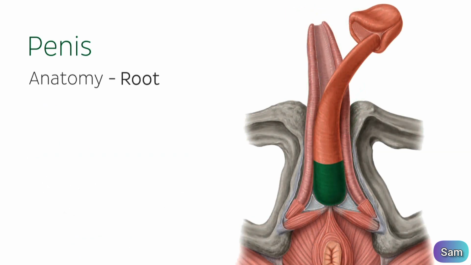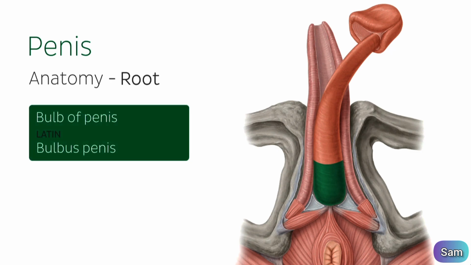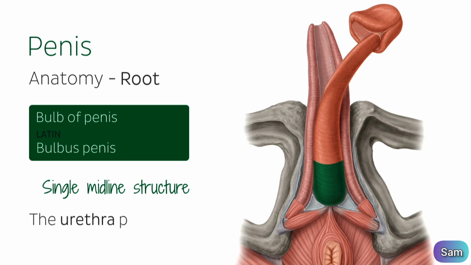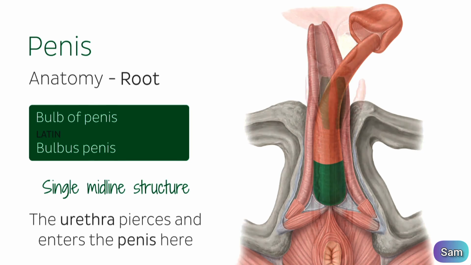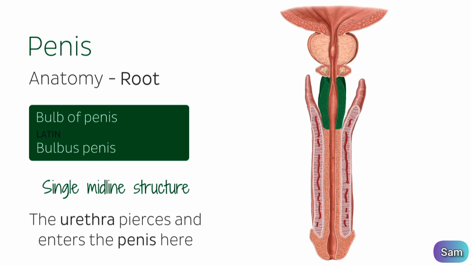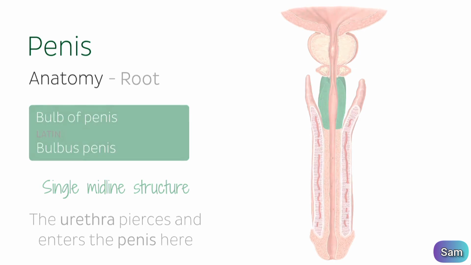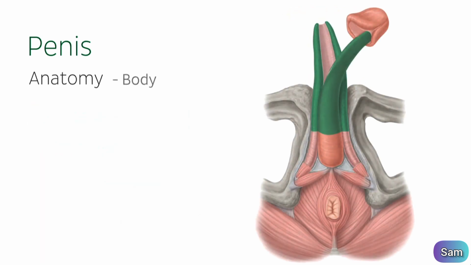Located between the penile crura, we can see the bulb of the penis, which is a single midline structure and is the proximal enlargement of the corpus spongiosum. The bulb of the penis is the point at which the urethra pierces and enters the penis. We can see the penile urethra a bit more clearly in this image, as it travels through the corpus spongiosum towards the glans.